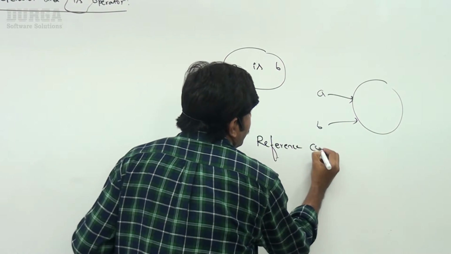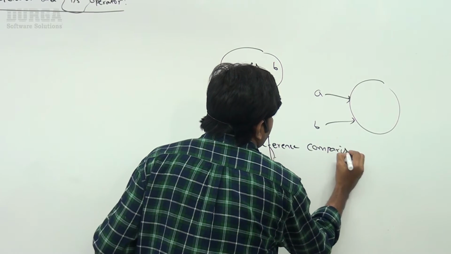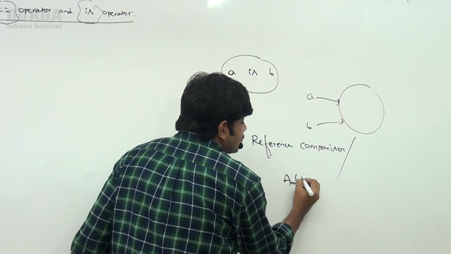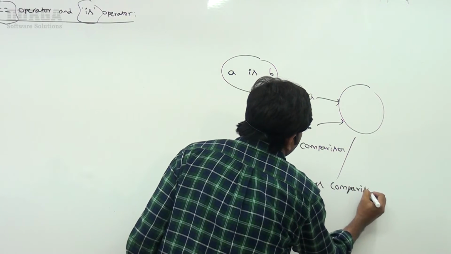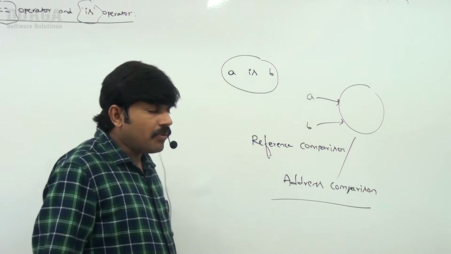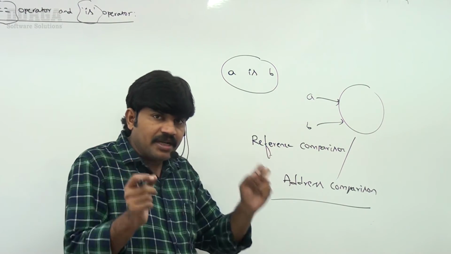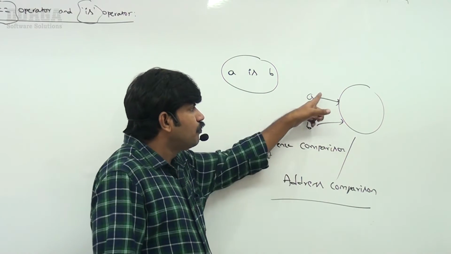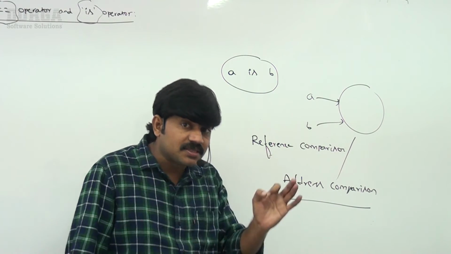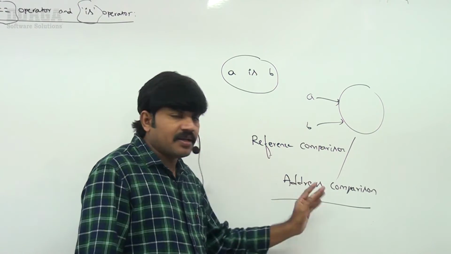Reference comparison, or sometimes we can use the word address comparison. Reference comparison, or sometimes we can use the word address comparison, right? So the is operator is meant for reference comparison or address comparison. If both the references point to the same object, then only it returns true, sir.